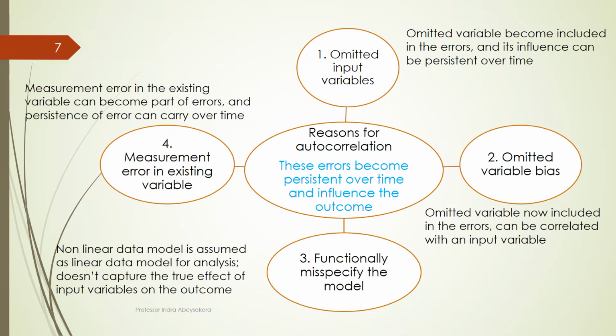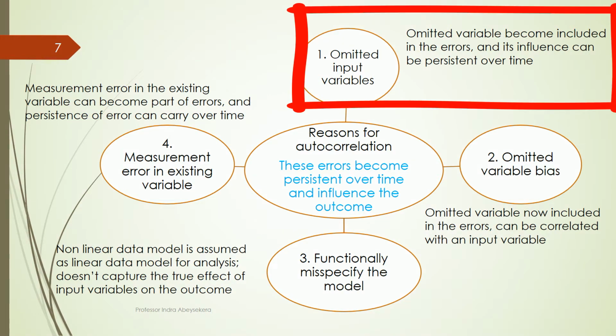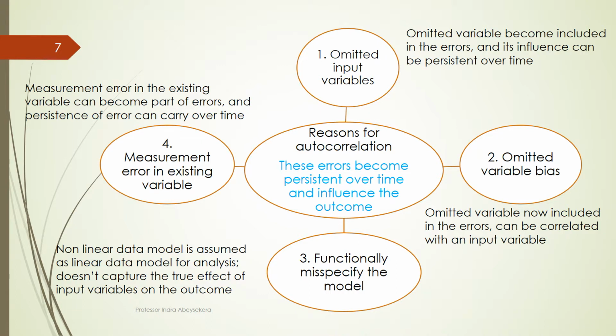So these errors can arise due to various reasons. If you are looking at an outcome over a long period, these errors can persist over a long period as well. These errors can be generated due to 4 factors. First one is omitted input variables. So there are variables that should have been included in the model that are not included. Then they become part of the errors. And while they are there, which is outside the model being investigated, they can have an influence on the outcome.